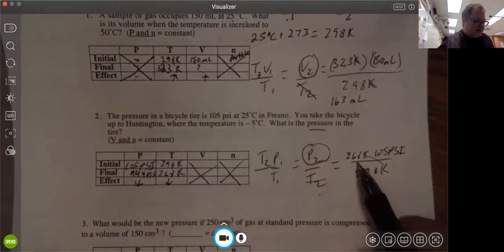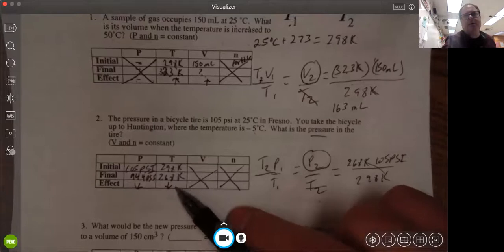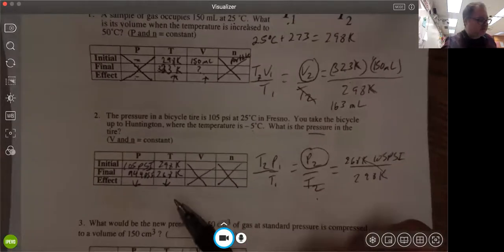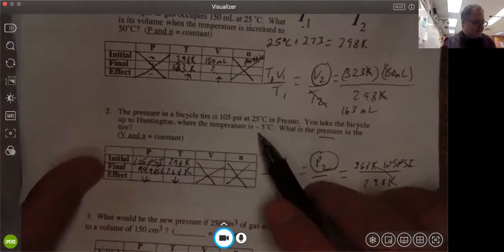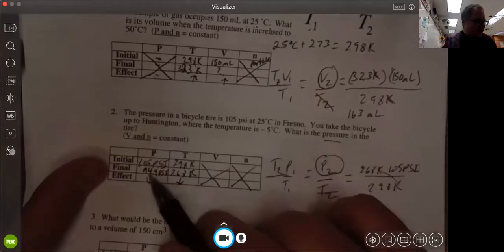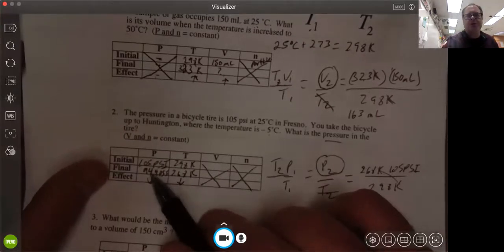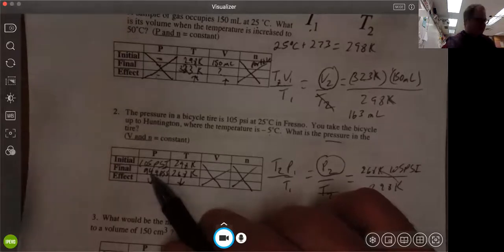Remember, I always need to make sure my temperatures are in Kelvin, because that's an absolute scale. If we would have done this with -5 and 25, we would have gotten a negative pressure. You cannot have a negative pressure.